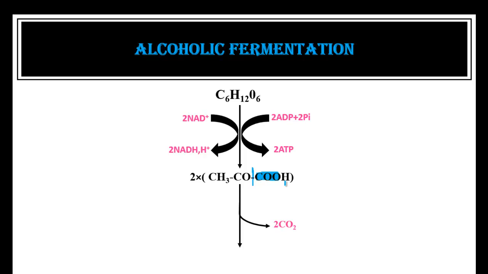Now, this acetaldehyde is going to be reduced. That's supposed to mean what? That's supposed to mean it's going to accept protons and also electrons. Now, from where are we going to get these protons and these electrons? The answer will be from the NADH plus produced in glycolysis reaction.